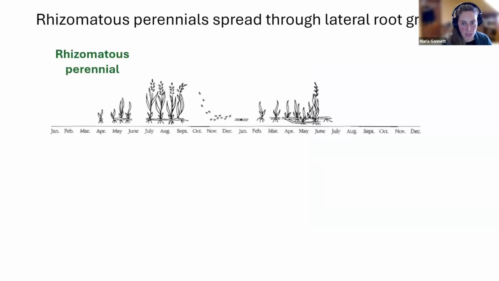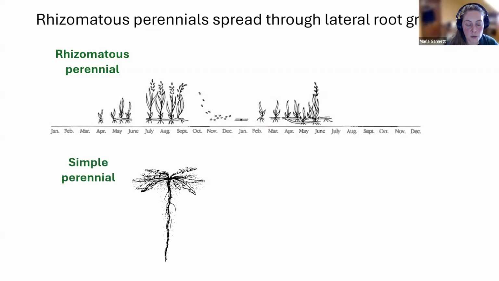Just so that we're all on the same page, the rhizotomous perennials are plants that can survive year to year from both seeds and also from root fragments. And these are unique in that they can also spread via those root fragments. So those roots will grow laterally and spread your infestation of this weed.